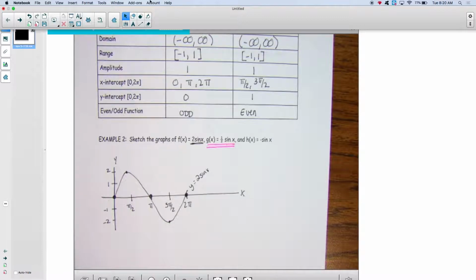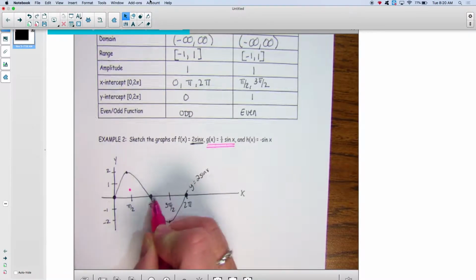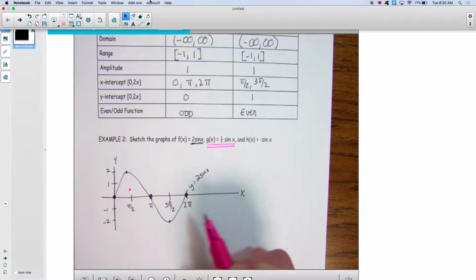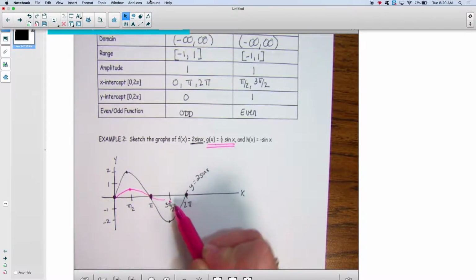The half, instead of going up to 2, it's going to go up how high? It's going to go up just to a half. So at pi over 2, the x-intercepts aren't going to change. The only thing that's going to change is our amplitude.